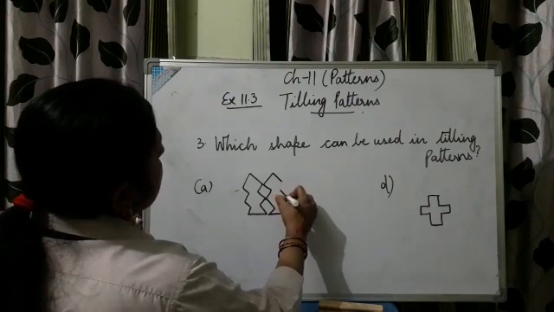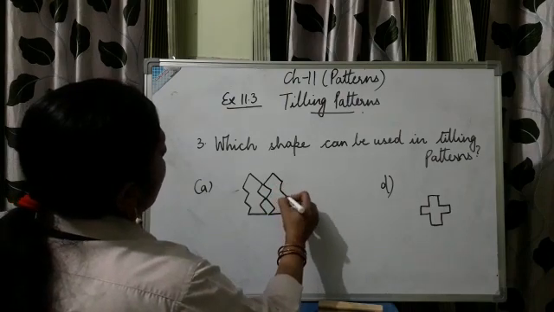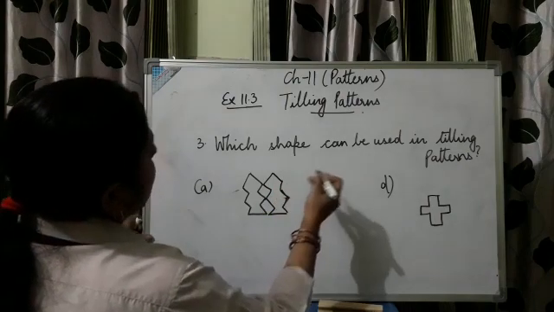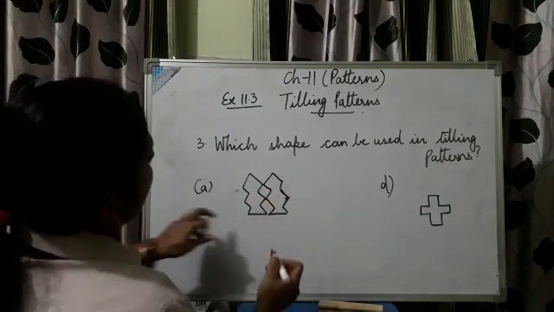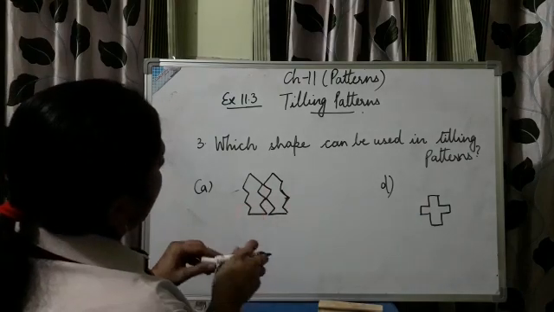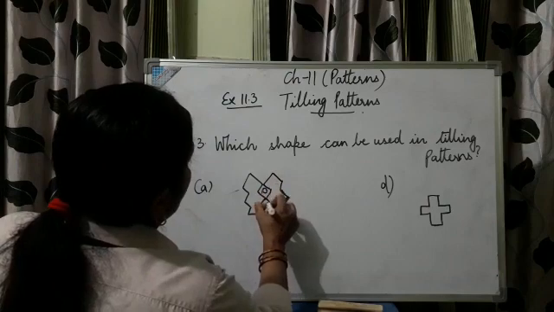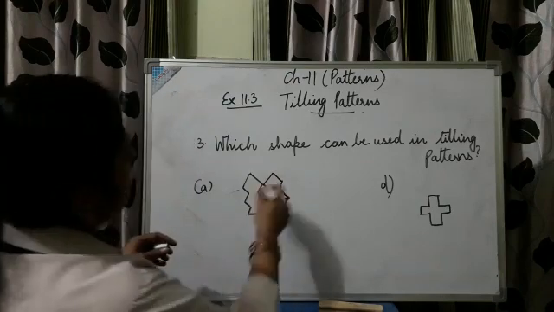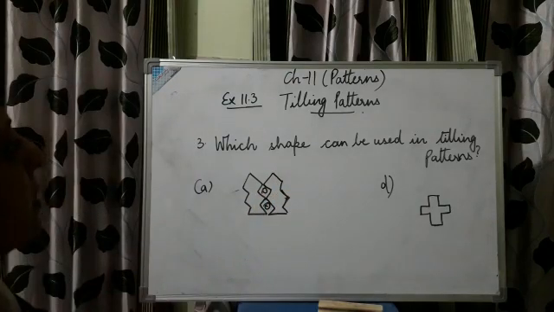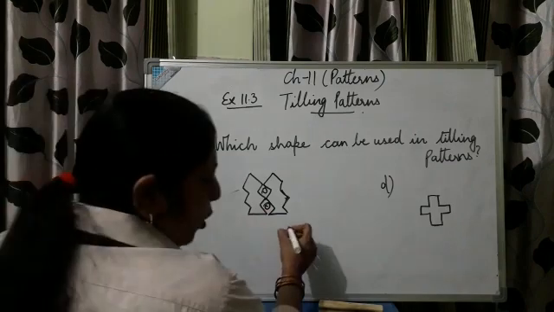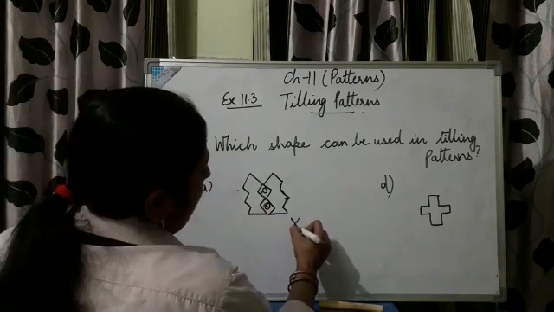So that means this cannot be called a tiling pattern, because in between you have got space here. That means this cannot be taken as a tiling pattern. So you will put cross under this.